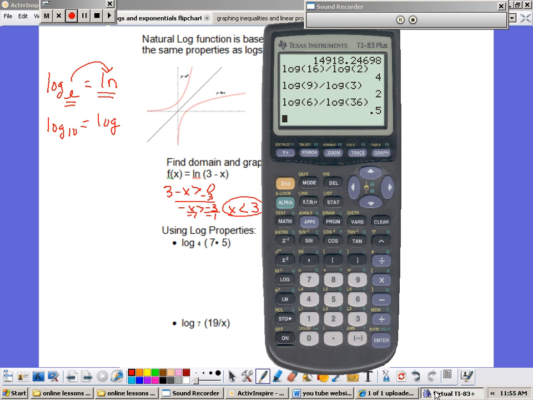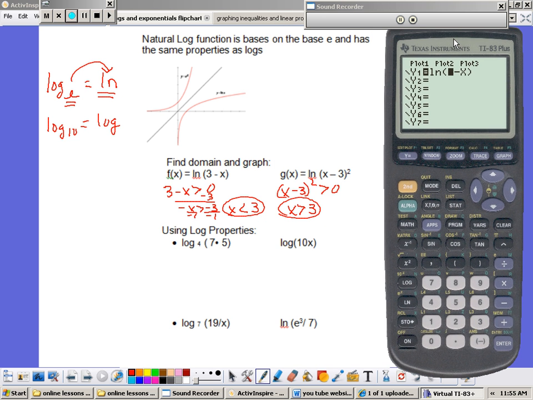If you want to graph a natural log, you just go to y equals, you hit your natural log button, 3 minus x, and you graph it. And you see it's less than 3. Y equals natural log of x minus 3 squared. And you see it's greater than 3. So all we're doing is finding the domain.